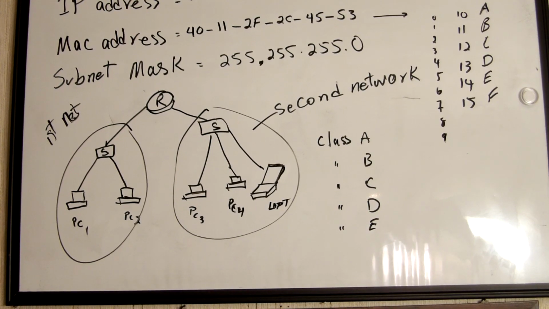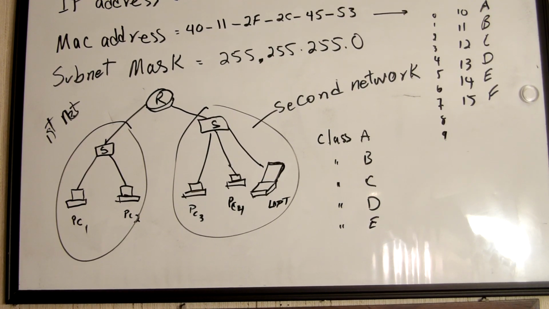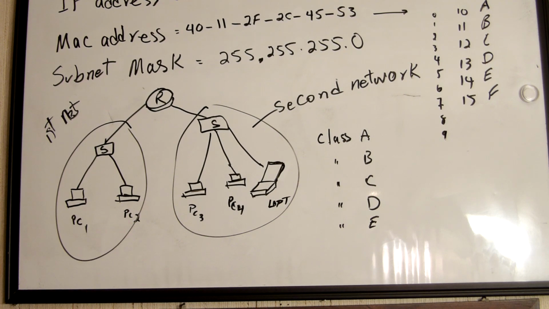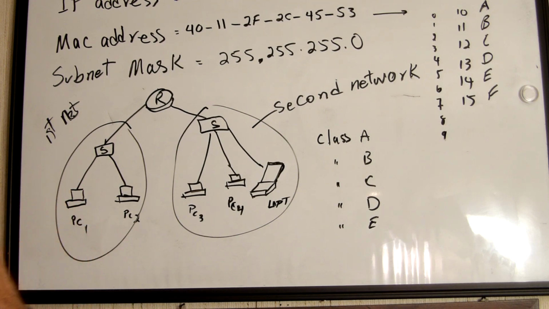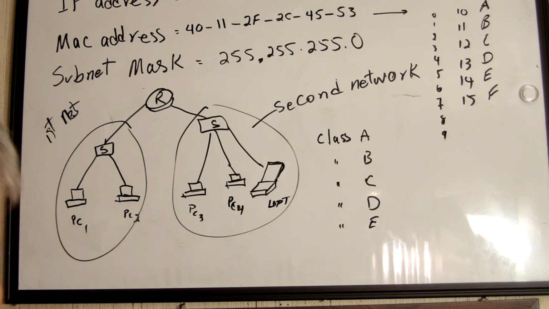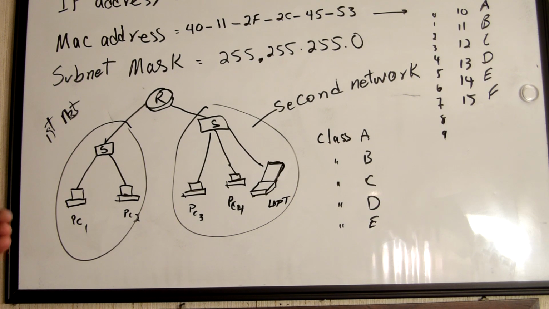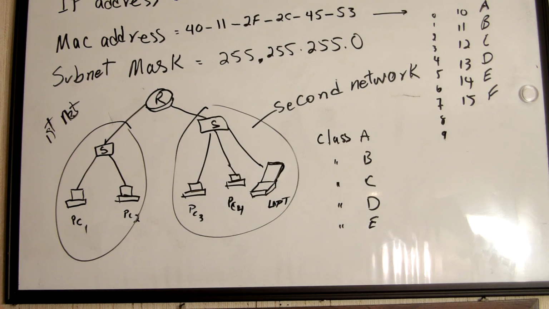Okay, now we are going to talk about IP address, MAC address, and subnet mask in this video. These are the basic things that we have to learn. You have a local network, and then different kinds of networks. Right now we're going to talk about IP address and MAC address.